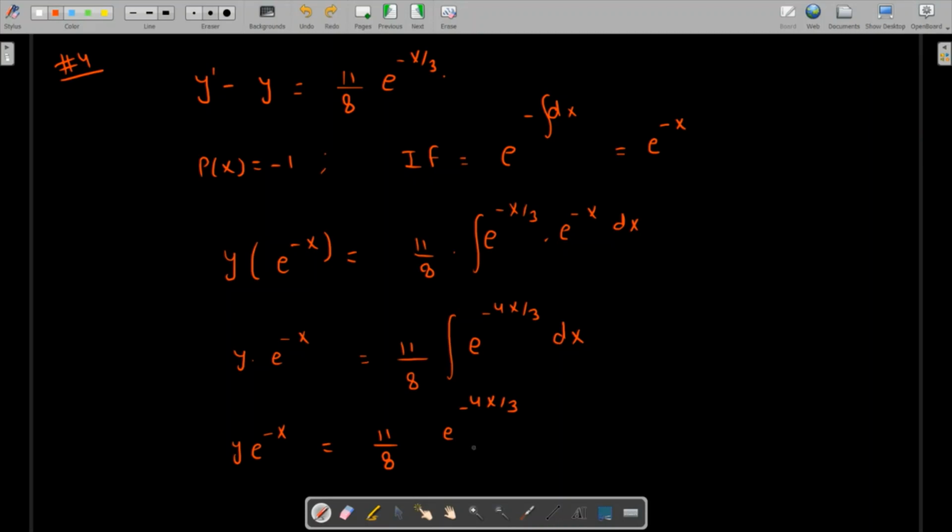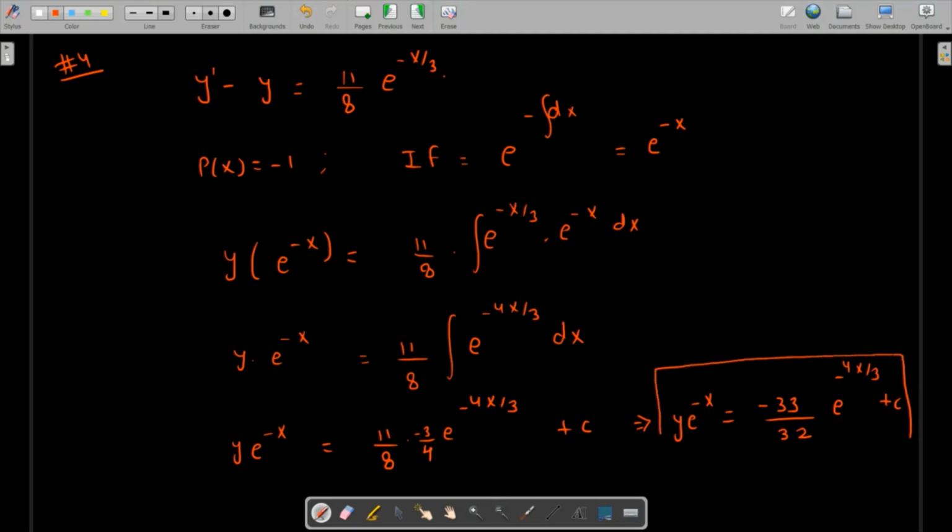and we have to make a t substitution actually over here. When we do that, we'll have a negative 3 over 4 outside, and then we have a plus c, the constant of integration, as it is. So when written finally, the final equation looks like y times e raised to the power negative x is equal to negative 33 over 32 times e raised to the power negative 4x over 3 plus c. So this is the final answer.